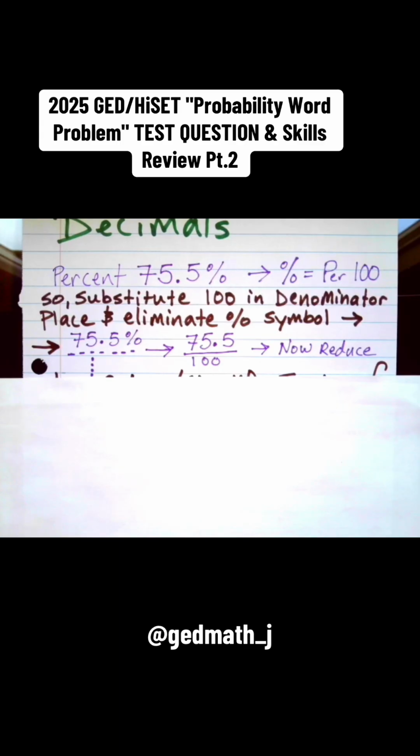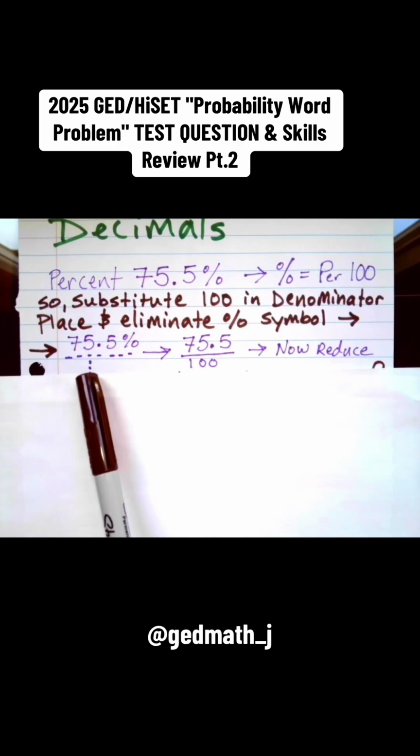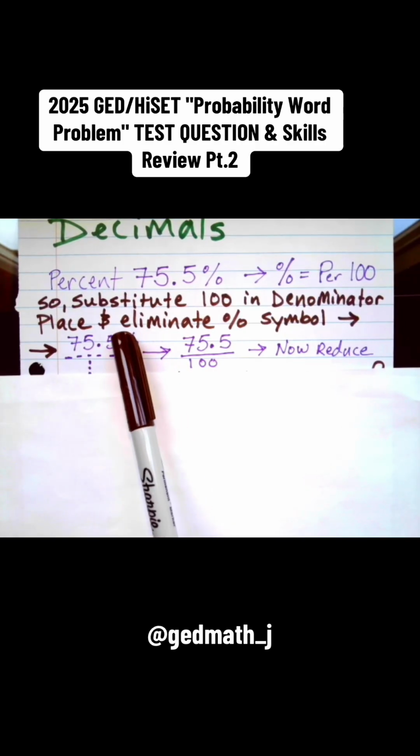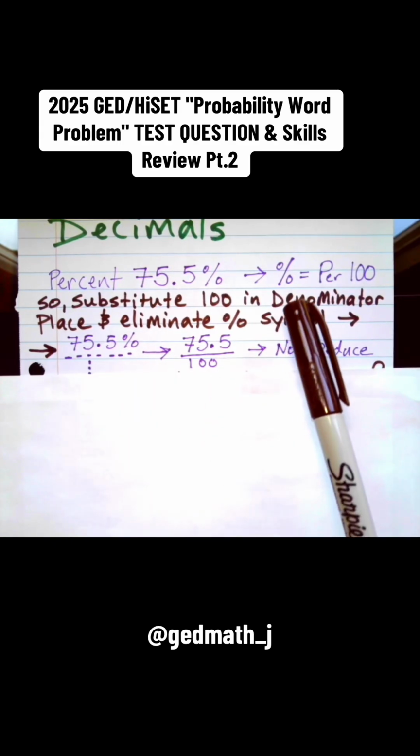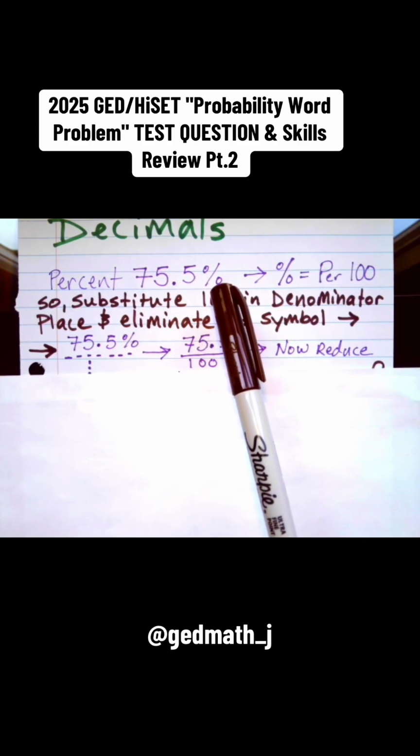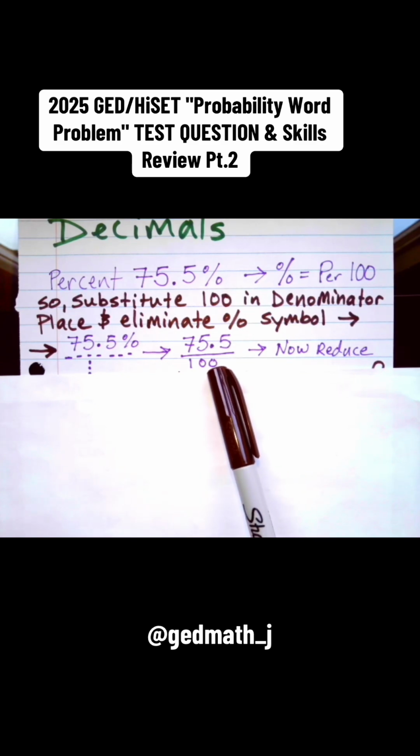So here is that invisible 1. If you're unfamiliar, I've created a video on invisible 1s. It's very helpful. It clarifies a lot of things that confuse a lot of folks in mathematics. So I'm showing you there's the invisible 1 underneath this term. Go ahead and replace the percentage symbol by placing that 100 underneath. Now you just converted a percent into a fraction. 75.5 over 100 is a fraction.